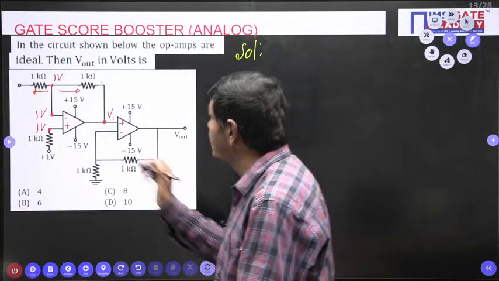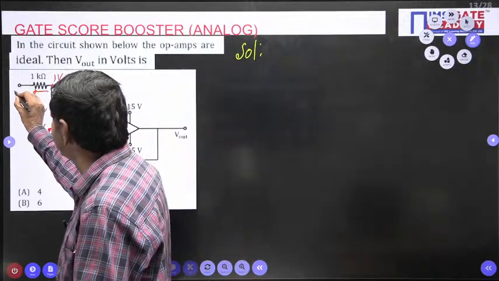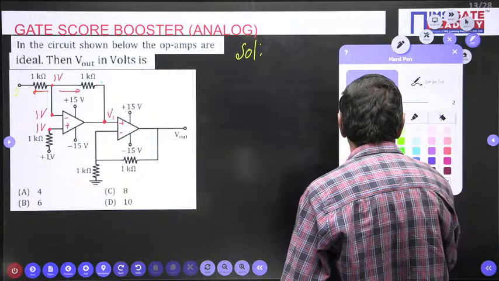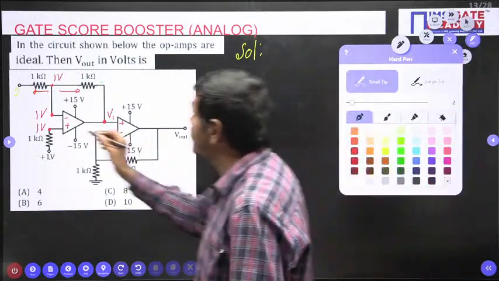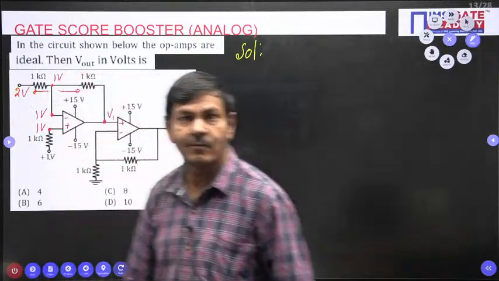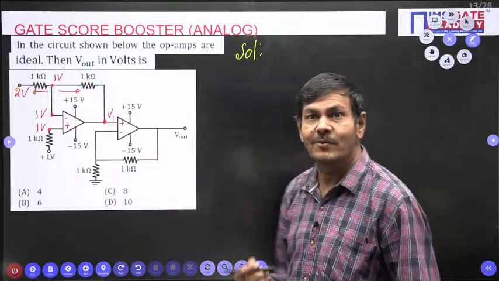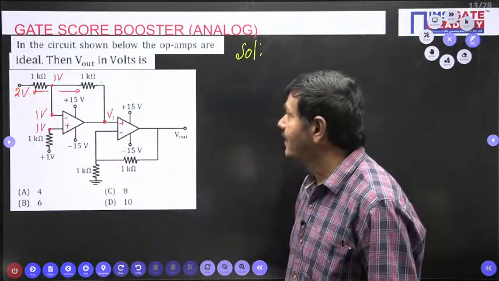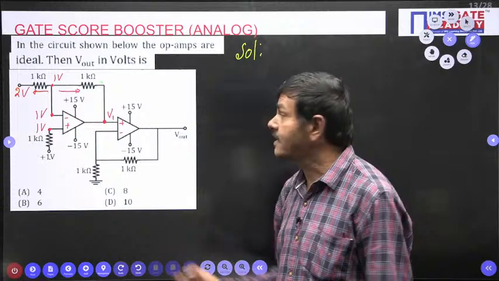This voltage is 2 voltage given. Sorry, this is a 2 voltage, it's my mistake. This voltage is nothing but the 2 voltage only. Without this supply voltage it cannot work, that will not work, understand. It must be required, so 2 voltage is given here.